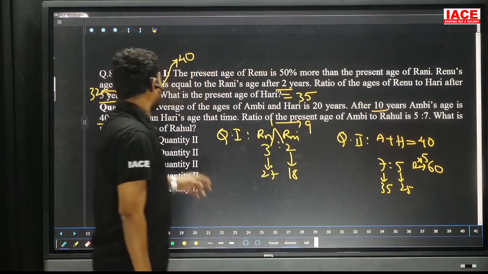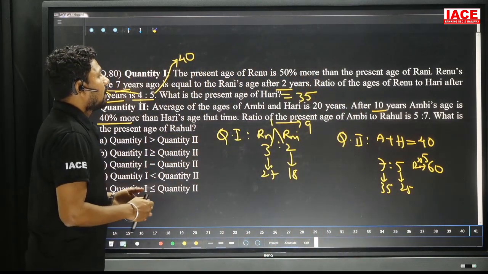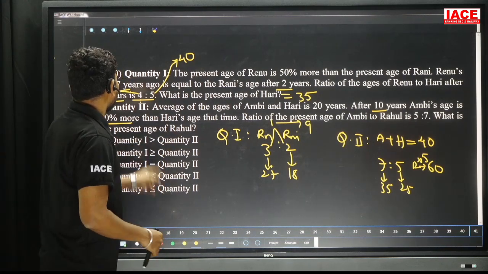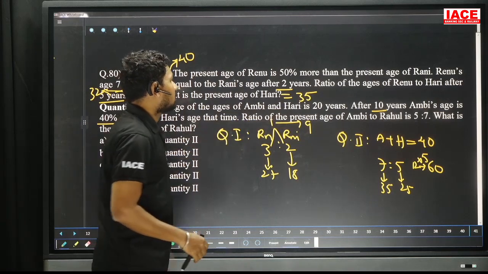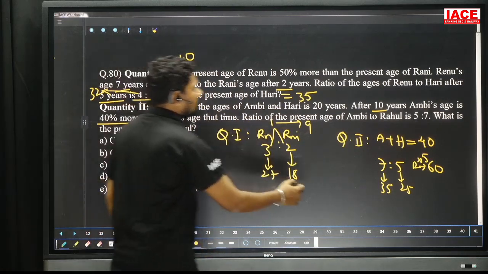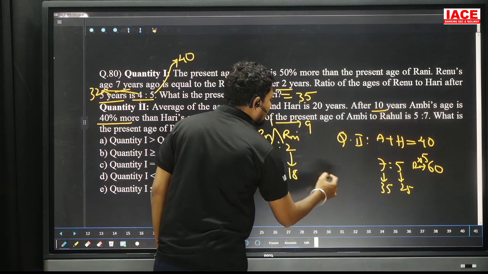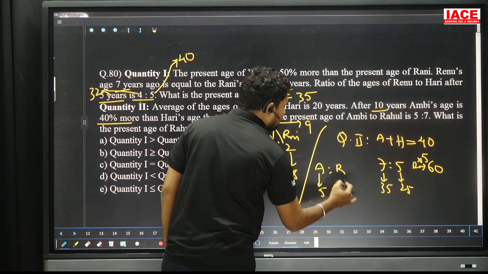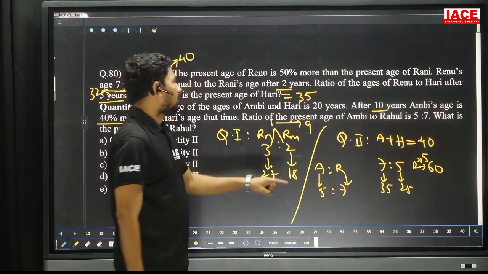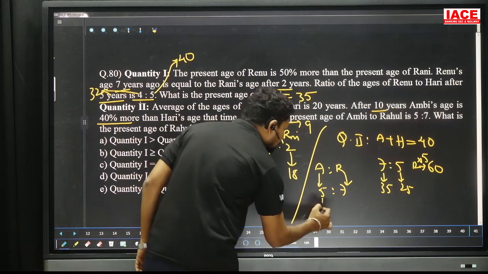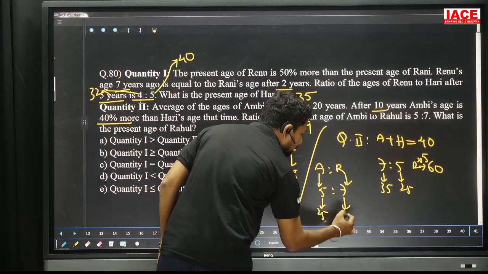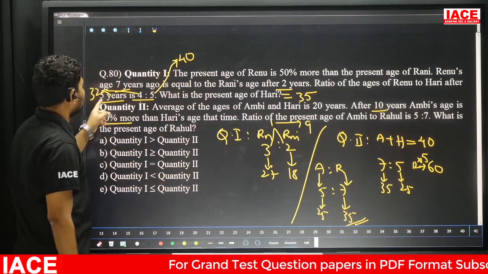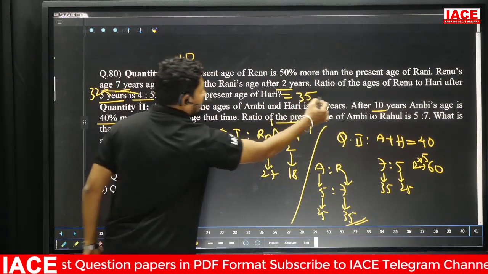Then the ratio of the present age of Ambi and Rahul is 5:7. We have to find Rahul's age. Then this relation belongs to 10 years after. What is the ratio? Here Ambi is 5:7, and Ambi's age is 35 after 10 years, but present is 25. 5 parts is equal to 25, so 7 parts is equal to 35. Rahul's present age is 35. Here it is also 35.